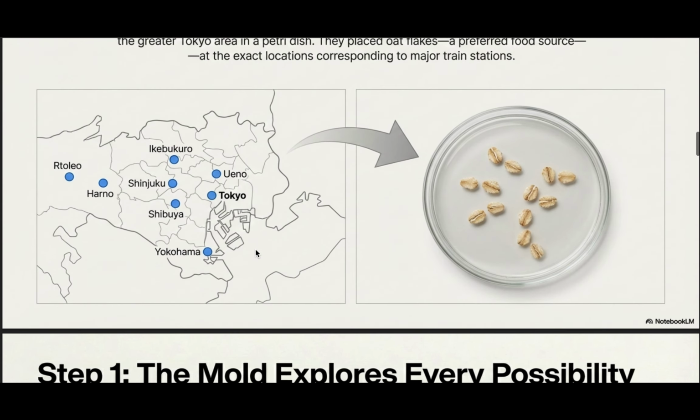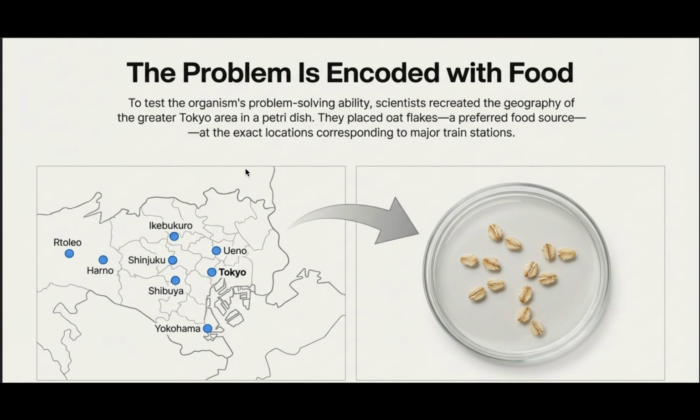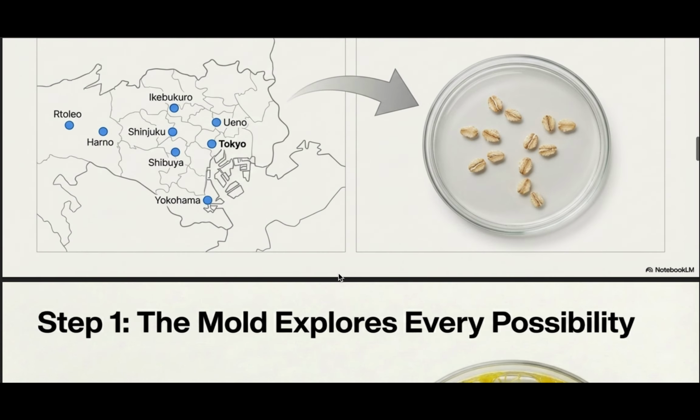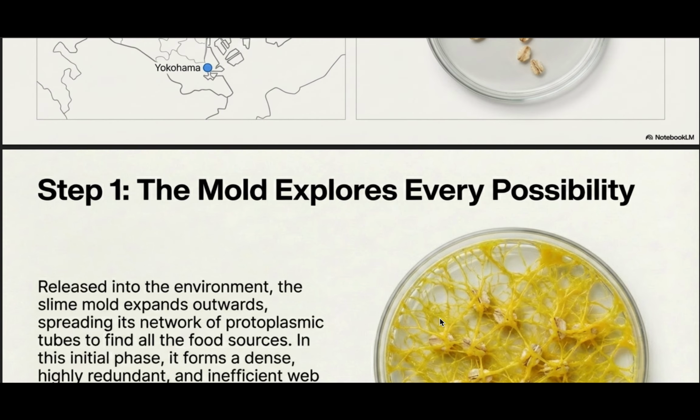So what we do with this is we take the cities we have in Tokyo, like Shinjuku, Shibuya, Yokohama, whatever these places, and make a dummy representation of them with the same equidistance. We place oat flakes as a food source. Once you place this food source in a petri dish, we put the mold in it to grow.